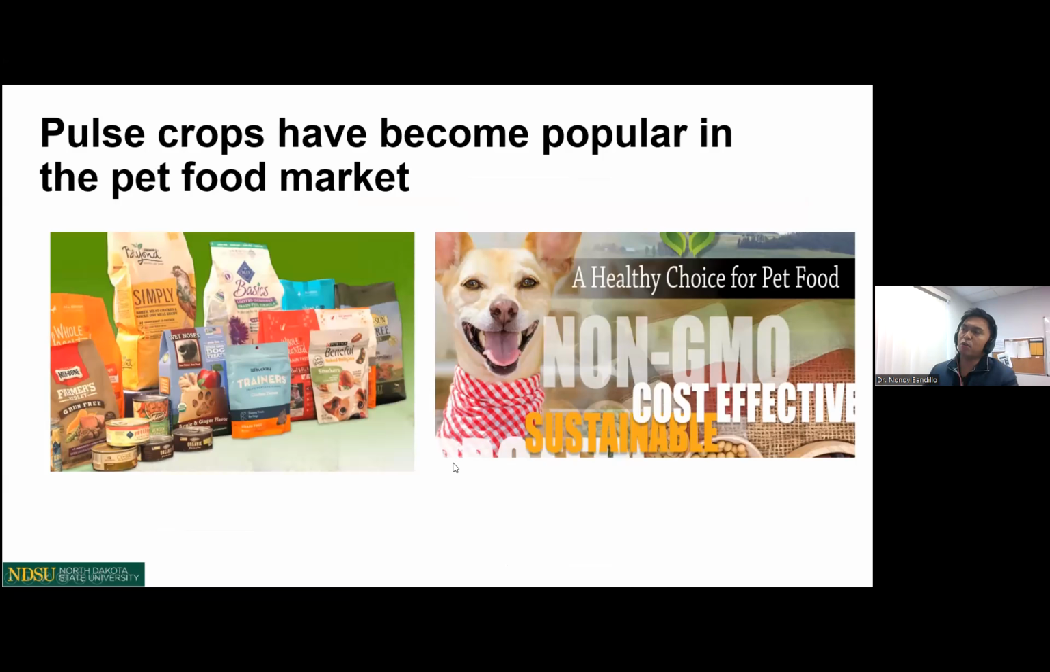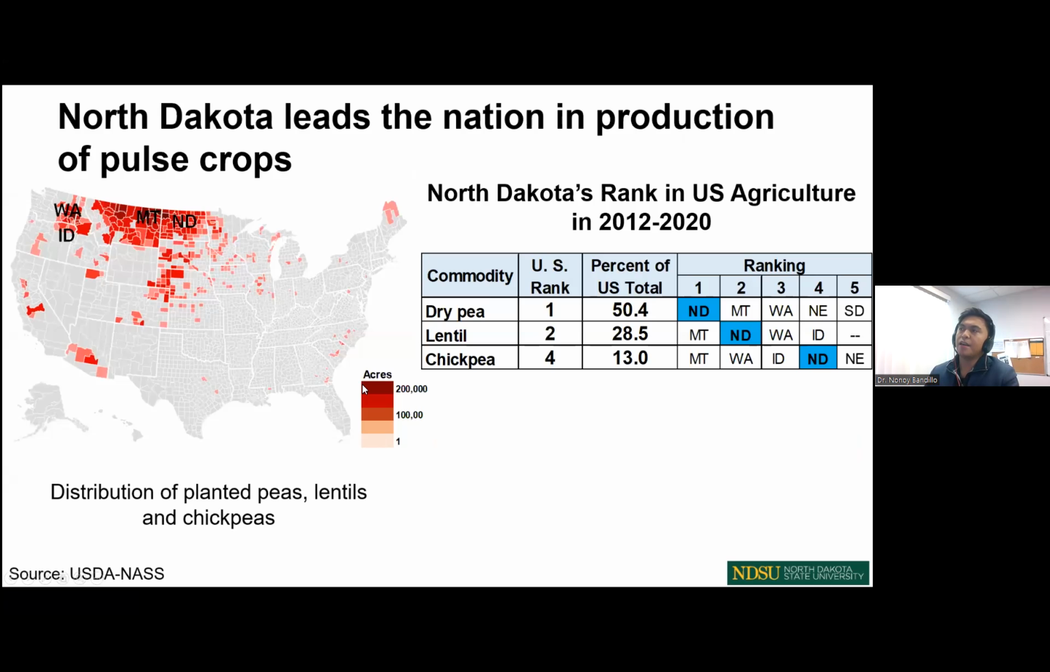And in addition to that, pulse crops are becoming a popular choice in the pet food market as an input source. One of the major reasons is that it's cost effective. When I say cost effective, it's just a fancy term for cheap. We're competing with soybean. I think soybean is $14 per bushel at the farm gate price, and peas, for example, are about $12. So it's $2 cheaper, and if you talk about a large number of bushels, there's some cost that comes to that. All right, and North Dakota leads the nation in production of pulse crops.